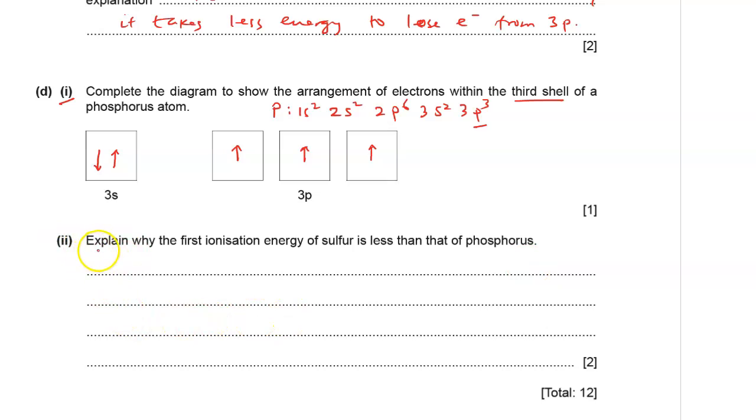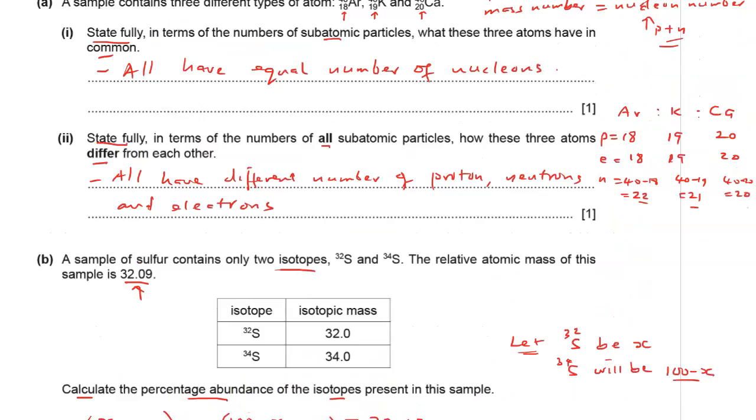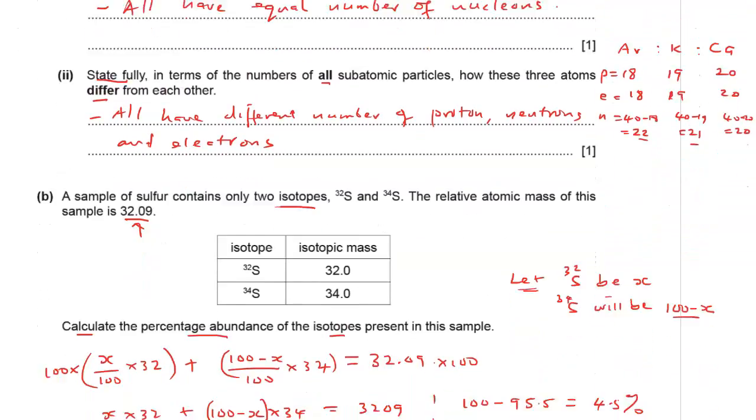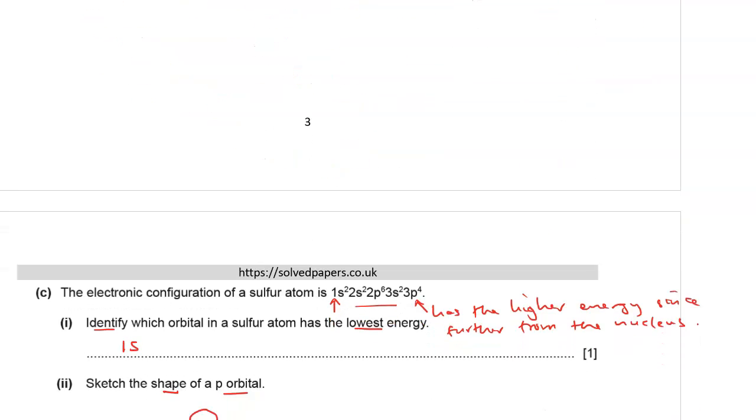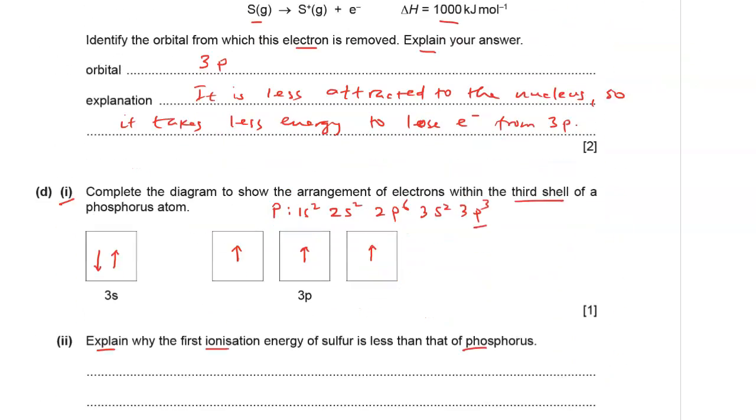Part 2. Explain why the first ionization energy of sulfur is less than that of phosphorus. This is a question that is usually asked many times. The ionization of sulfur is there, and the configuration of sulfur is here. We can write it here to compare with that of P.